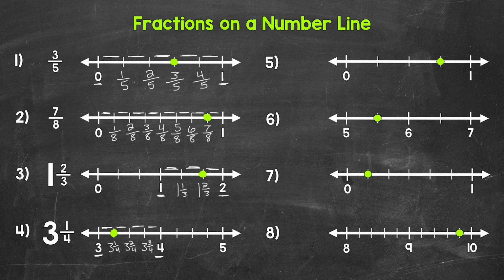Let's move on to identifying fractions on a number line and take a look at number 5. Now notice our point is in between 0 and 1, so it's less than 1 whole. And then 1 whole is divided into 1, 2, 3, 4 equal parts, so fourths. This is going to be 1/4, 2/4, and 3/4. Then 4/4 is 1 whole. So our fraction here is 3/4. Let's move on to number 6, where it looks like we're going to have a mixed number.